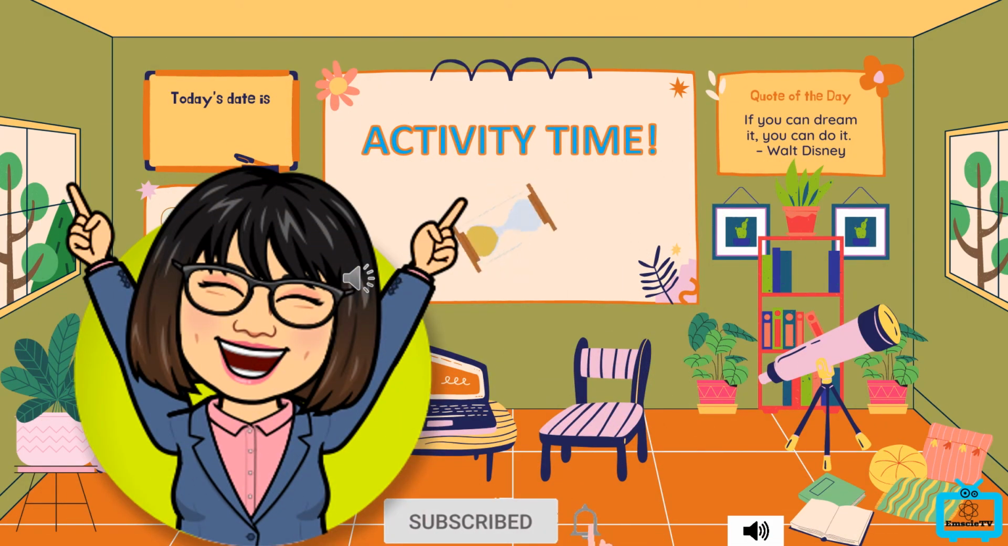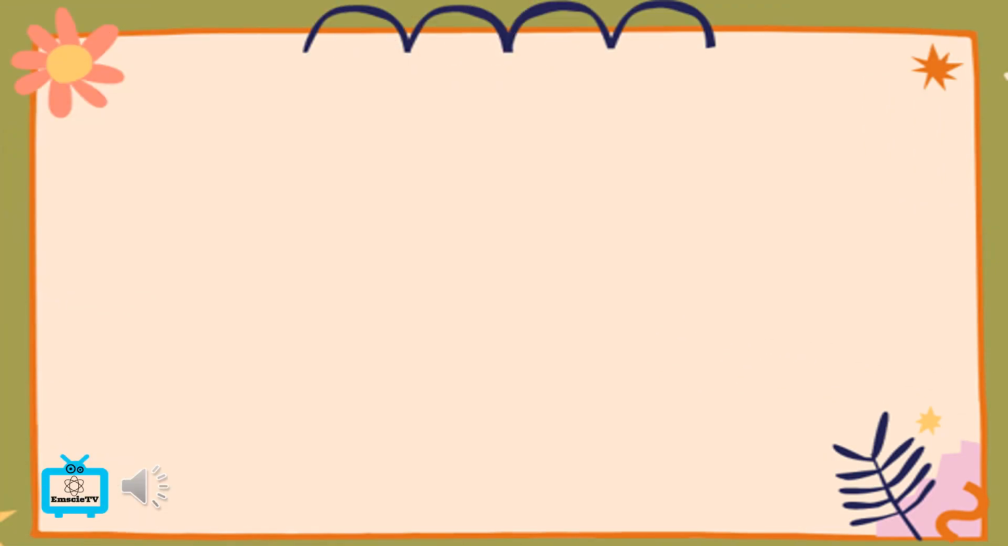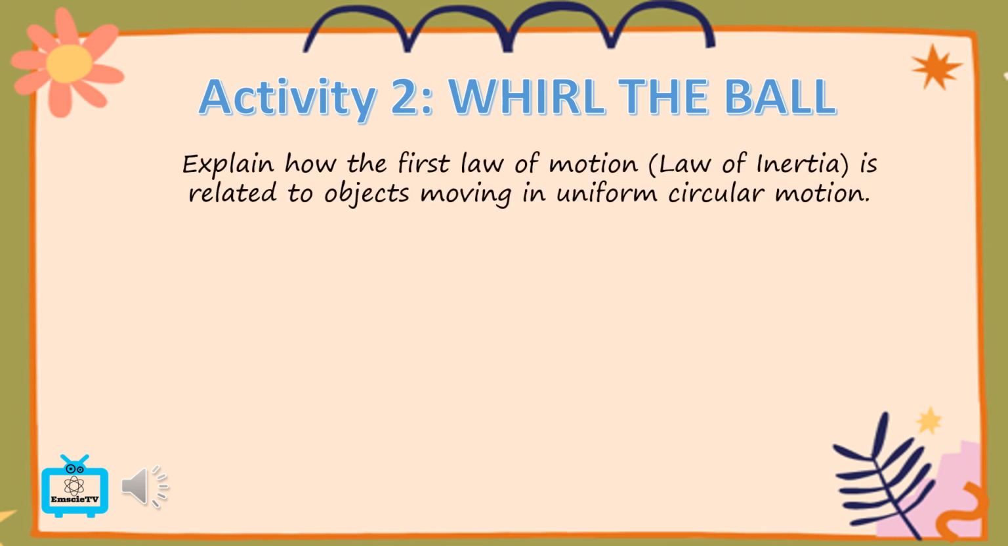Are you ready for our first activity? Grab your pen, answer sheets, and look into your module. Activity 2 is entitled Whirl the Ball. In this exploration, you are going to explain how the first law of motion is related to objects moving in uniform circular motion. You will be needing the following materials.